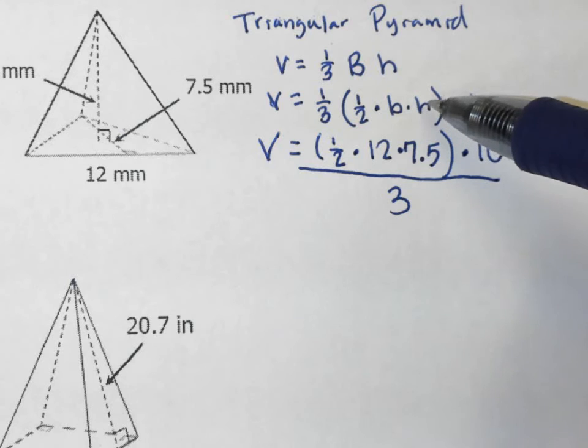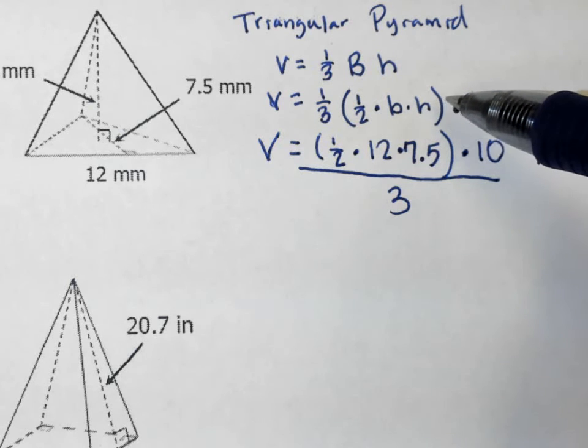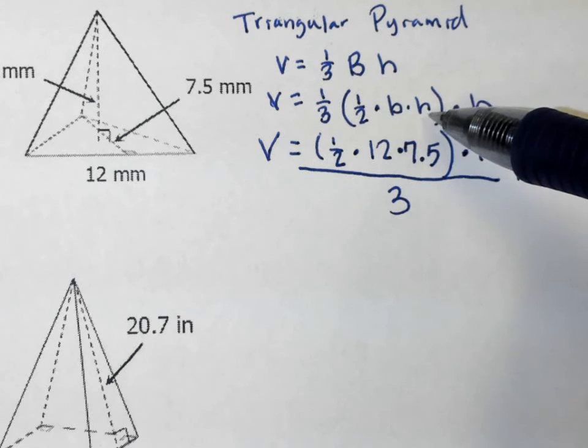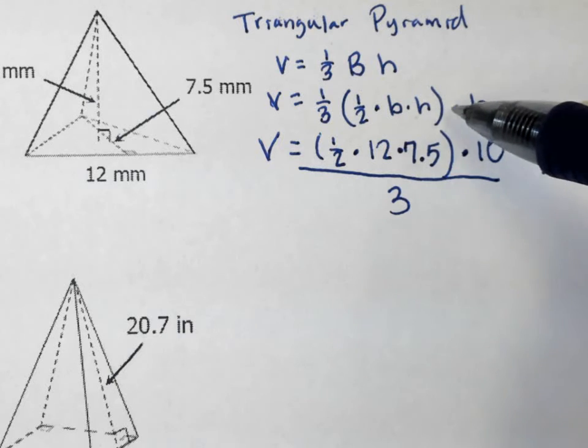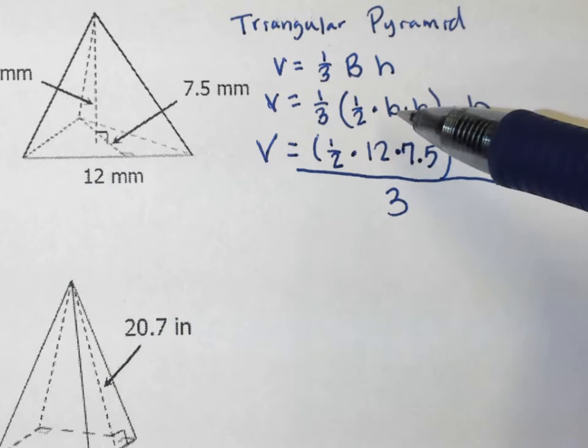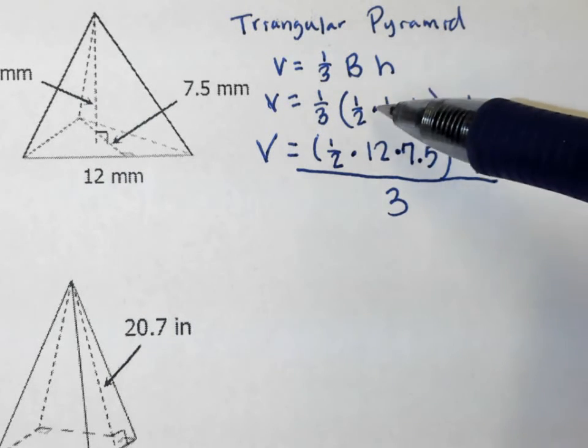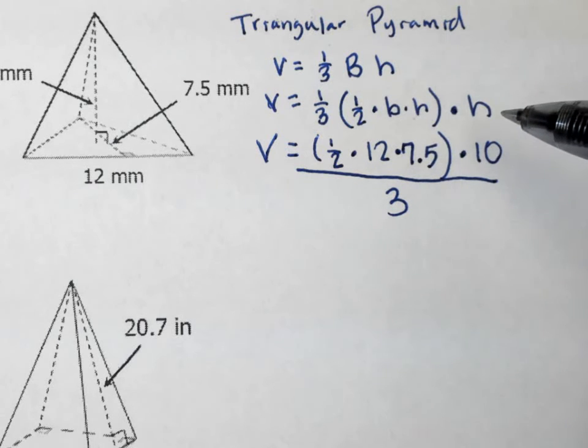So remember, I told y'all this when we did prisms and cylinders. These two H's shouldn't be the same number, unless it's just coincidence. One represents the height inside your base. The other represents the height of your actual figure.